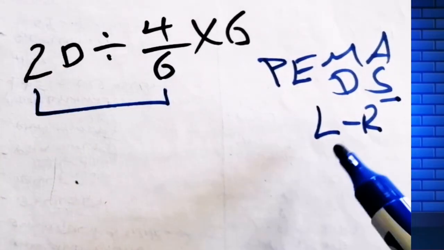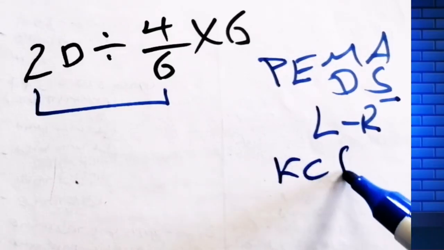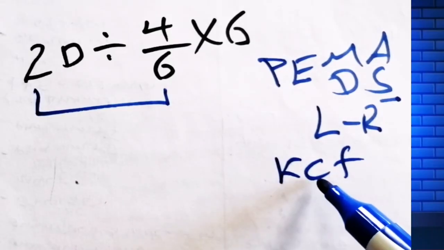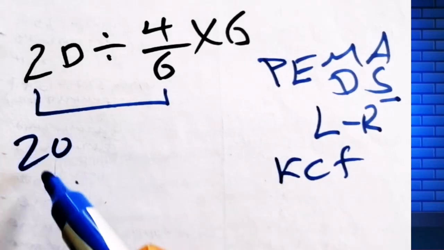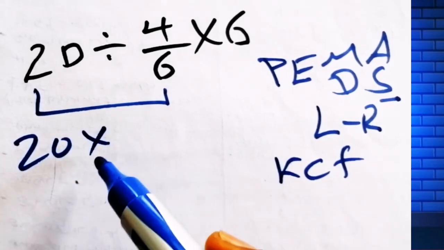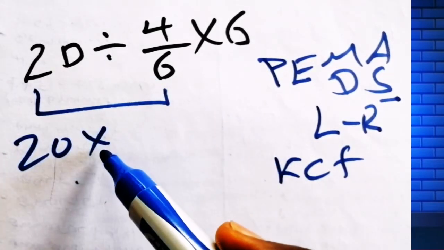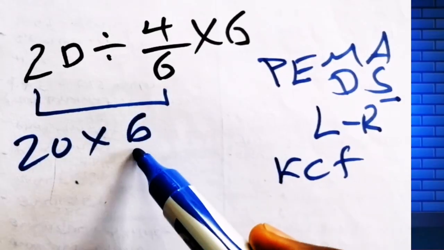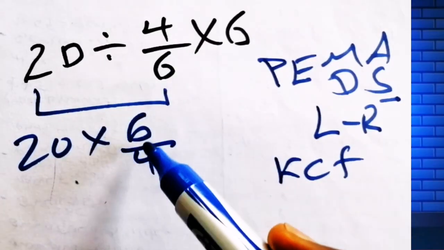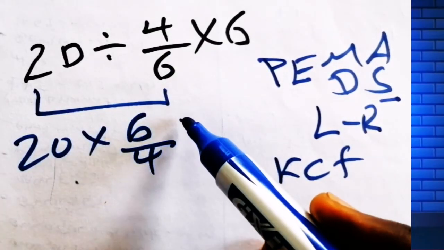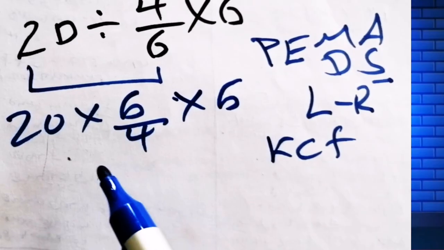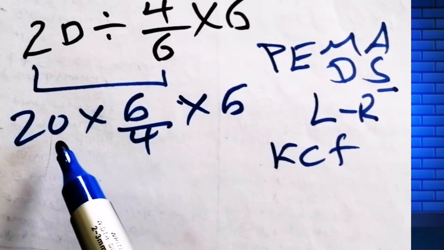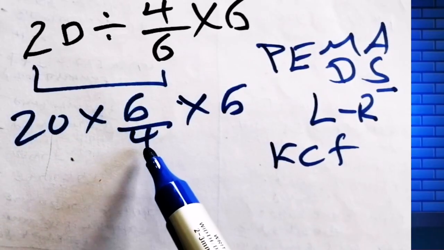Okay. Therefore, according to the KCF rule, K stands for keep, C stands for change, and F stands for flip. Therefore, we have to keep the first number and change this division into multiplication and flip the second number. Okay, flip the second number, 6 over 4. Therefore, times 6. Okay, so in this case 20 times 6 over 4.